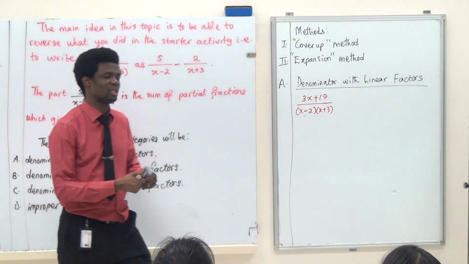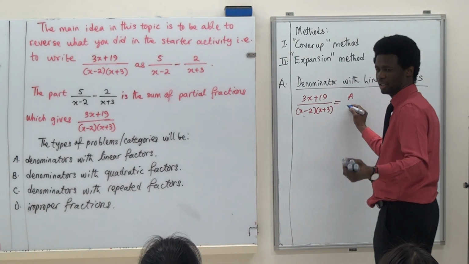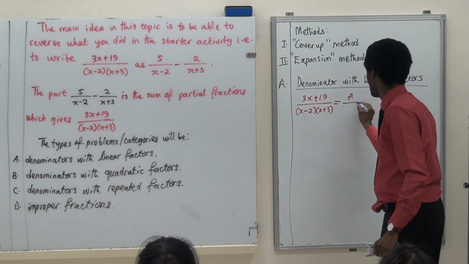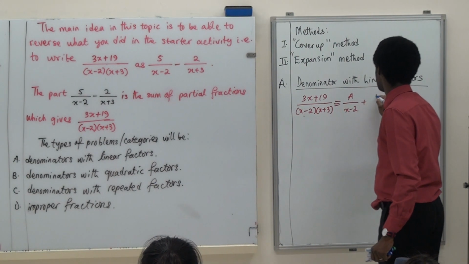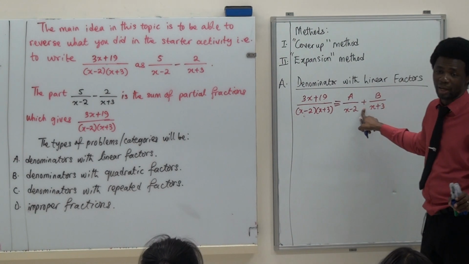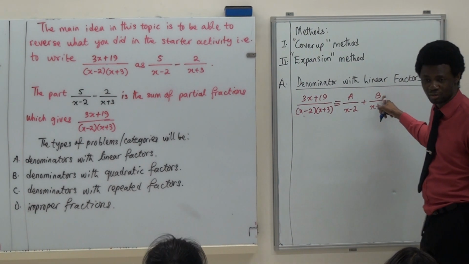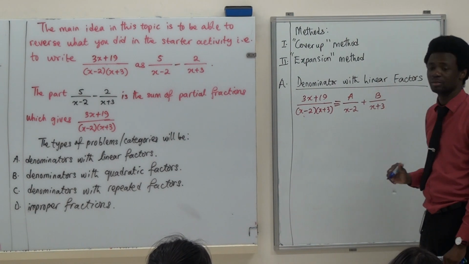So those numbers will be denoted with letters A, B, C in that order. So the first one, I say, this is actually going to be equivalent to A over x minus 2 plus some number B over x plus 3. But this could later be minus if B happens to be a negative number. But by default, you write a plus sign. Does it make sense?